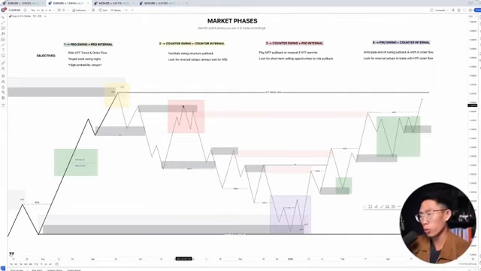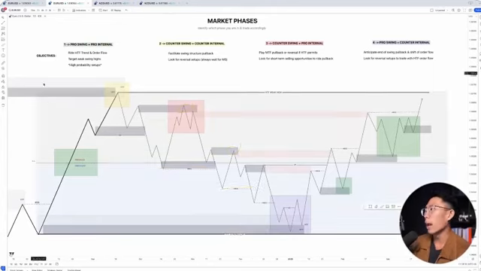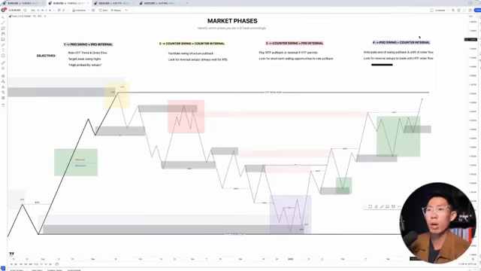Look for short-term selling opportunity. Like I said, the keyword here is short-term. If you want to enter for a sell here, take profit at this low right here. Enter for a sell here, take profit at this low. In and out.